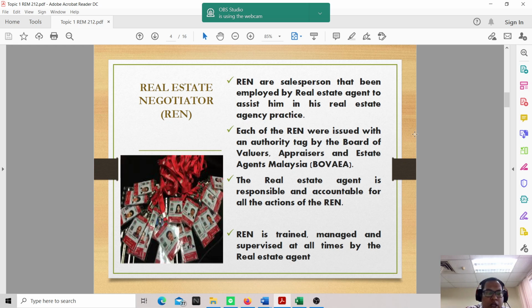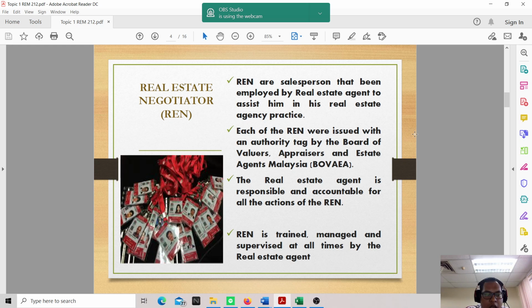Okay, so each of the REN were issued with an authority tag by the Board of Valuers, Appraisers and Estate Agents Malaysia. So this is the old name, BOVAEA. So now it has become longer. Now it's called the Board of Valuers, Appraisers, Estate Agents and Property Managers Malaysia, BOVAEP. Bear in mind this is the legal body carrying out the duties to govern and supervise all registered valuers and negotiators in Malaysia, and they get their power from the Valuers, Appraisers and Estate Agents Act 1981.